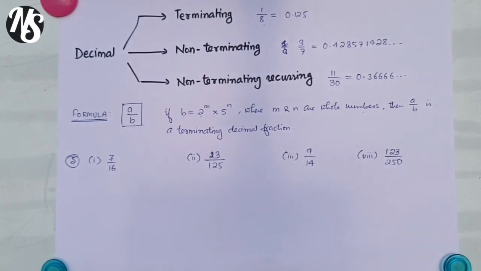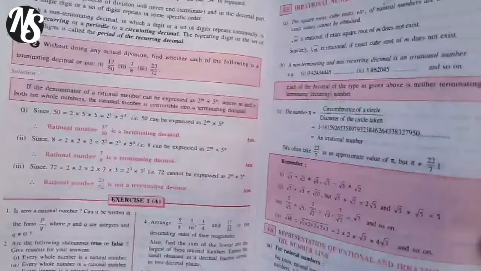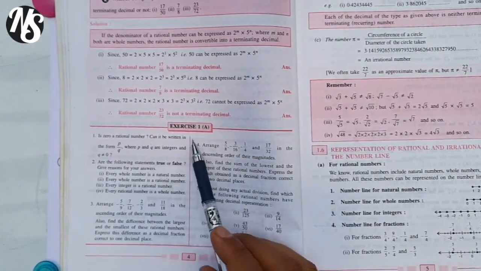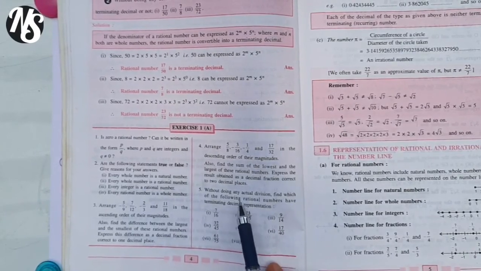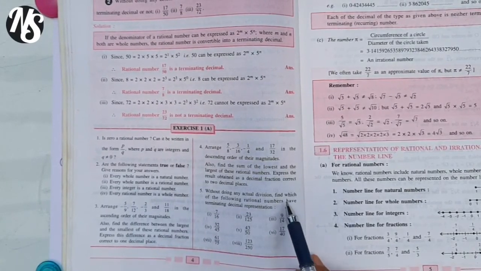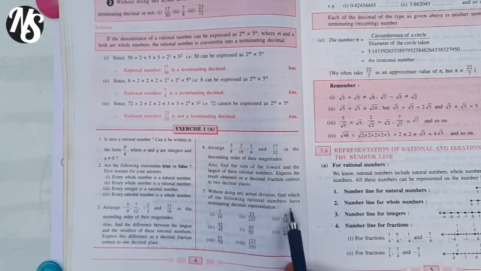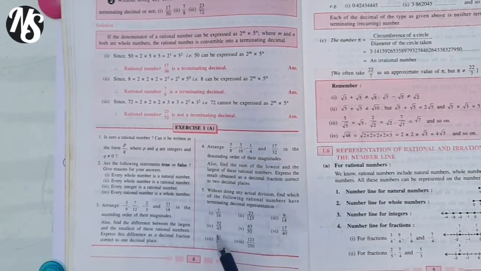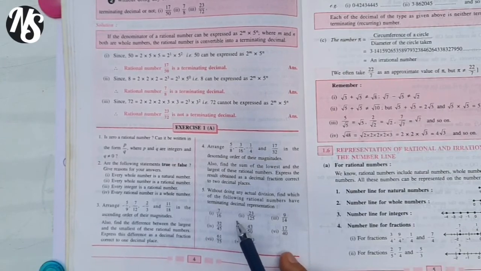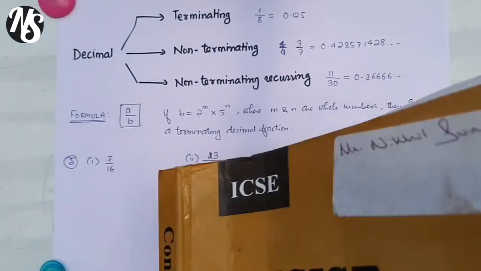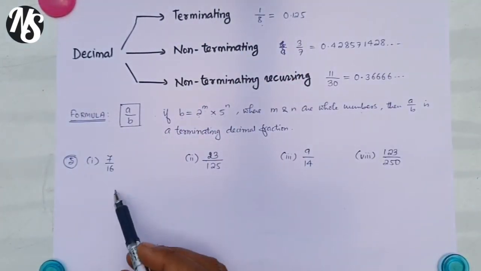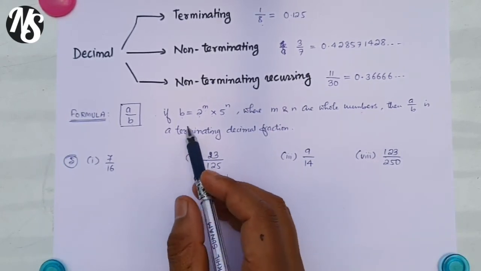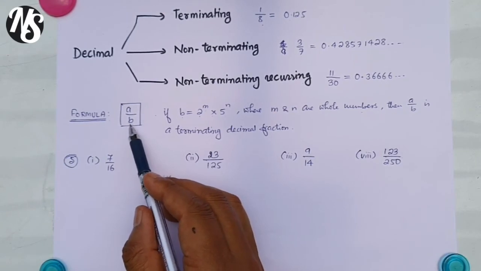Okay, in order to understand this well, let's take question number 5 from exercise 1A, which says, without doing actual division, find which of the following rational numbers have terminating decimal representation. So you are not allowed to do the division here. Let's see how to do this. I have taken 5 sub number 1, 2, 3 and directly 8. We will just deal with the denominator.